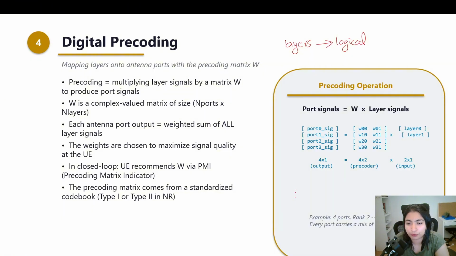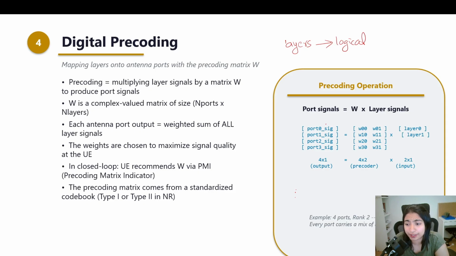Here the total number of output logical ports is 4. The rank of the channel, or the total number of layers used, is 2, and this is the precoding matrix used for multiplication. Every logical port that is output carries a weighted combination of all the layers on which code words are mapped. Here the size of the precoder matrix is 4 by 2. The size of the layer matrix is 2 by 1, and hence the output antenna port matrix has a size of 4 by 1.